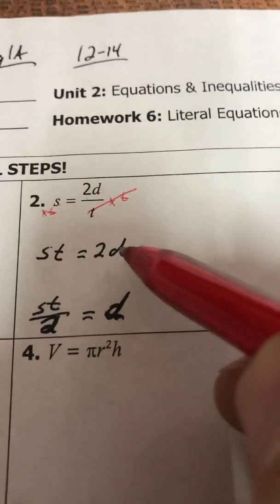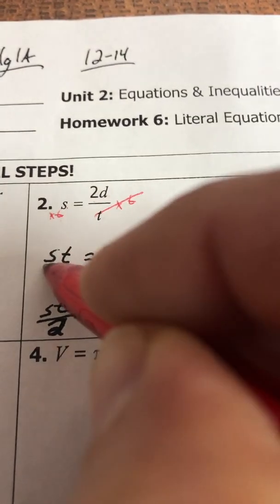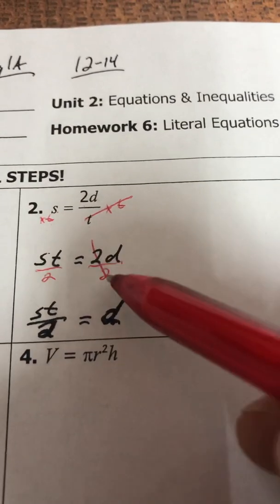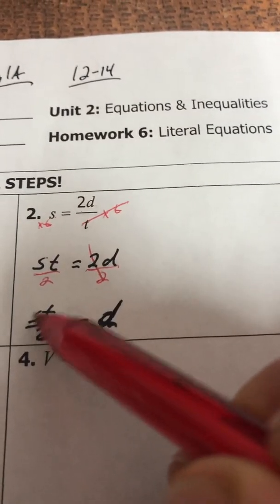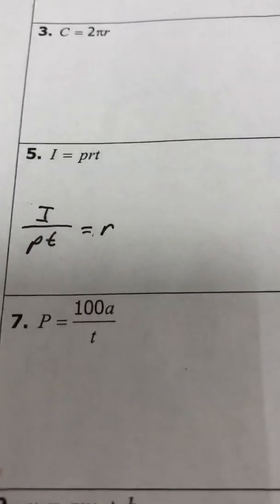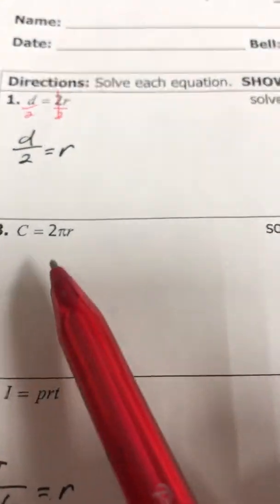Well, I'm solving for d, so I have to get rid of this 2, which is multiplied by it. The opposite of multiplication is division. So I divide both sides by 2. So I have st divided by 2 equals my d. Go ahead and try 3 and 4 on your own. Well, 3 and 4, let me go back to 3 and 4 real quick.